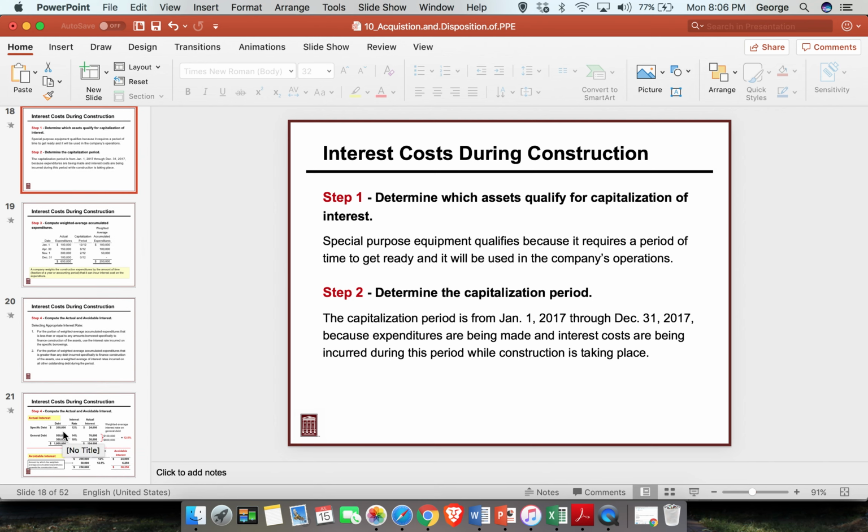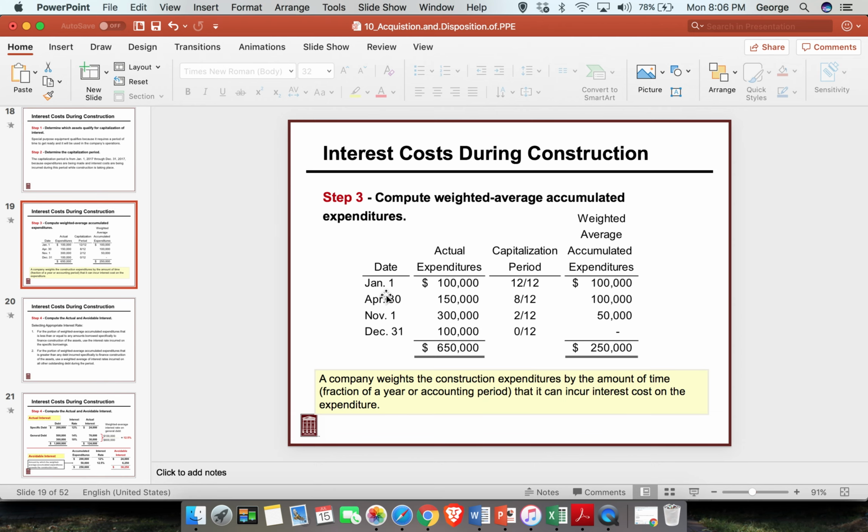So determine which assets qualify for capitalization of interest. Special purpose equipment qualifies because it requires a period of time to get it ready to be used in the company's operations. So we know it's specifically special purpose to our operations, to the making of our product. So that would be one that can be capitalized. Then determine the capitalization period. For this company, it's going to be 1 year because they started January 1st and finished December 31st of 2017.